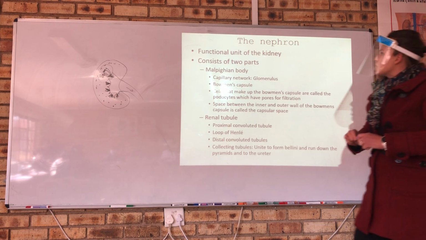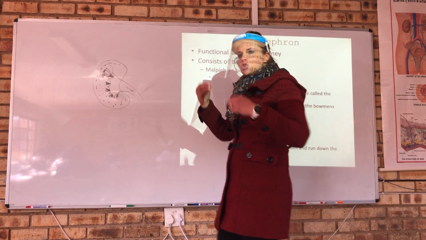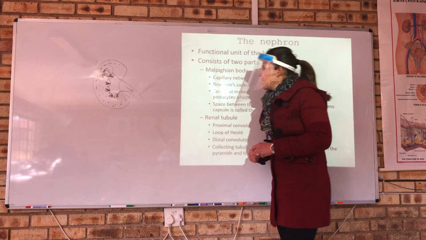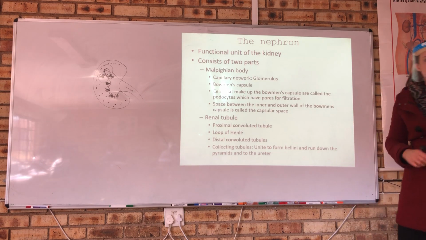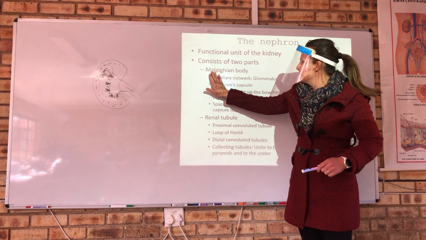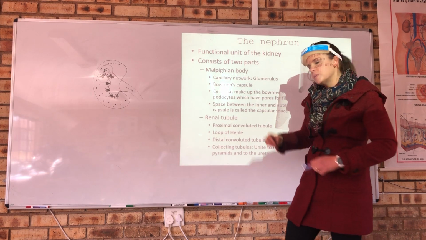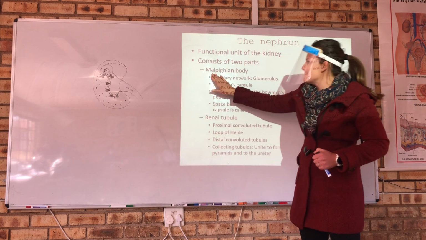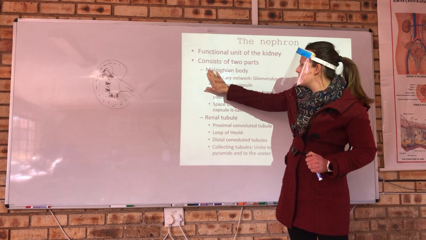Okay, the nephron is the functional unit of the kidney. In other words, this is the part that actually does the work. This is the part of the kidney that is performing the function of the actual organ. Okay? It consists of two parts. The first part is called the Malpighian body. Very difficult word, but simple concept. Okay? And so it's this first area called the Malpighian body. Is everybody happy with that word?